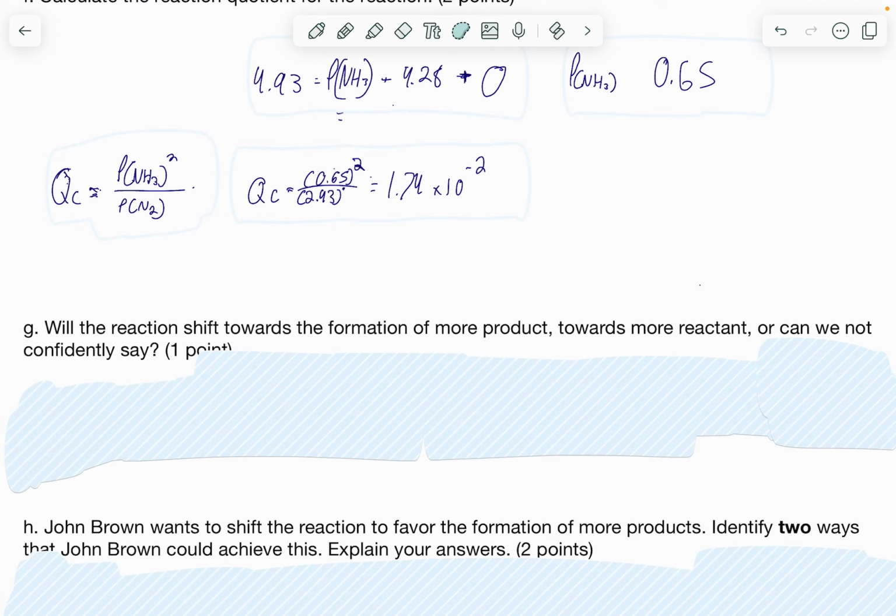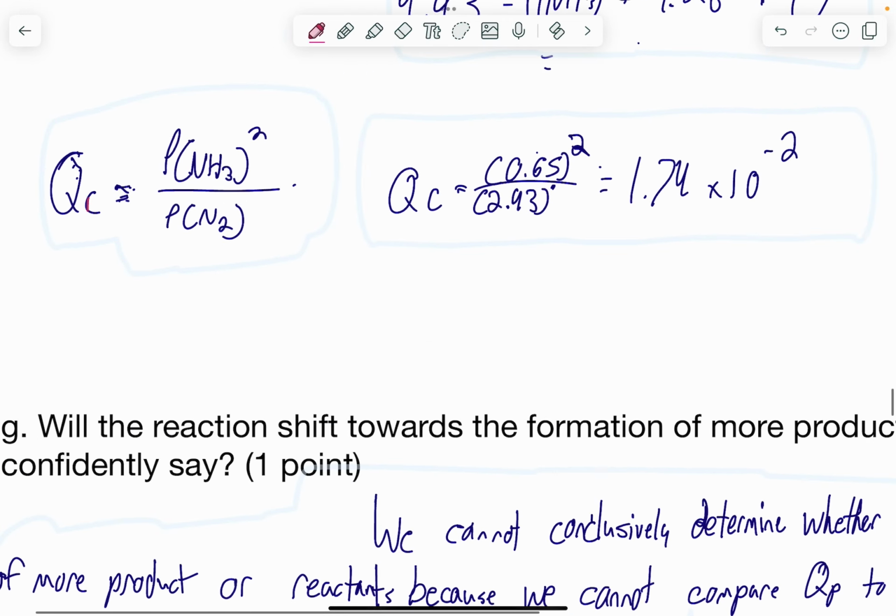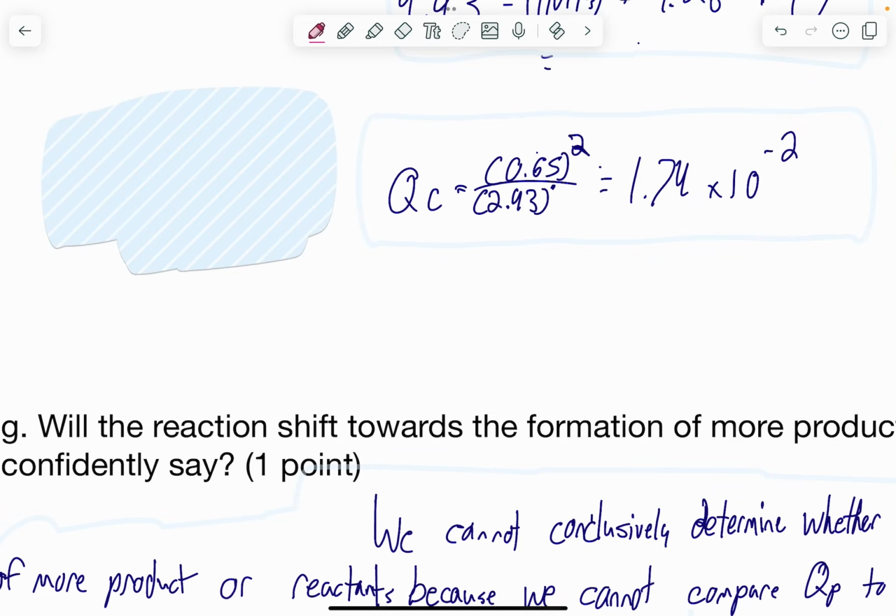Next, from this reaction quotient, will the reaction shift towards forming more products, towards forming more reactants, or do we not know, just based on the information given? So the answer is we cannot conclusively determine, because we don't know the equilibrium coefficient. We know that if QP, this is supposed to say QP.